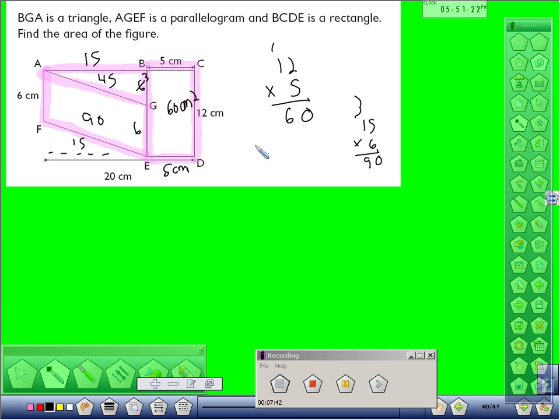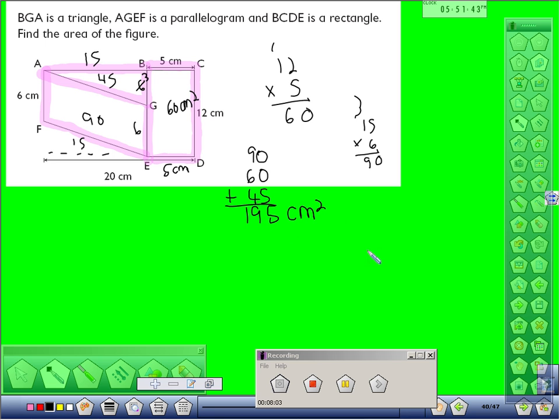Now we can add the three of them together. We get 90 for the parallelogram, 60 for the rectangle, 45 for the triangle. We used all of our knowledge right there. 5 plus 0 is 5. 6 and 4 is 10. 10 plus 9 is 19. So you're going to get 195 centimeters squared.